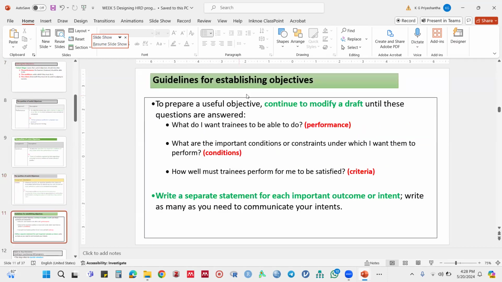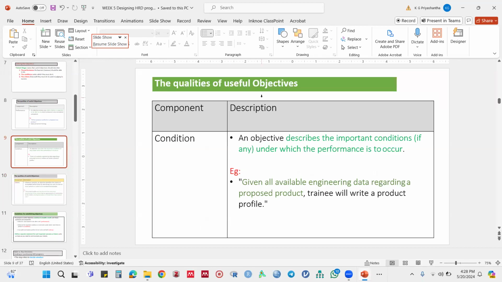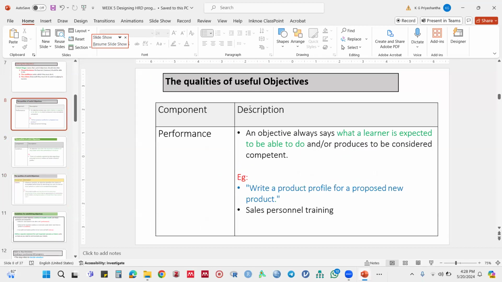Okay, now guidelines for setting objectives. Why are we teaching all these things? Because I taught you the conditions, the criteria, the performance qualities of a good, useful objective. Why? Because you must be able to develop them. In this type of lecture, I'm trying my best to give you practical knowledge.